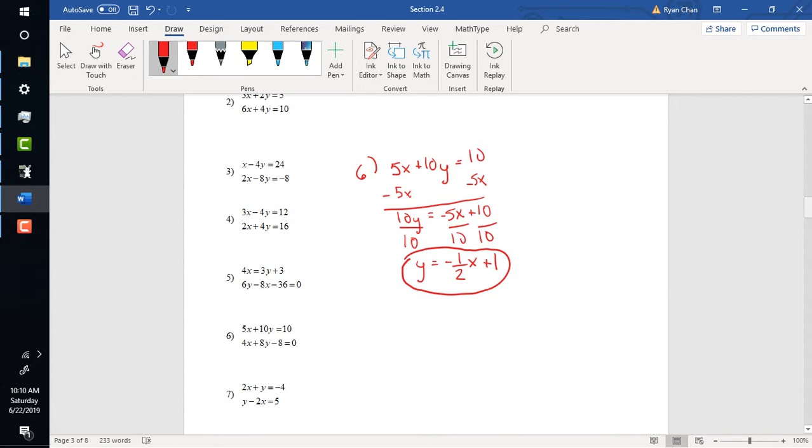And then I'll do the second one. So I'll subtract 4x, and I'll add 8 on both sides. So I have 8y is equal to negative 4x plus 8. And I'll divide all the sides by 8. So I have y is equal to negative 1/2 x plus 1.